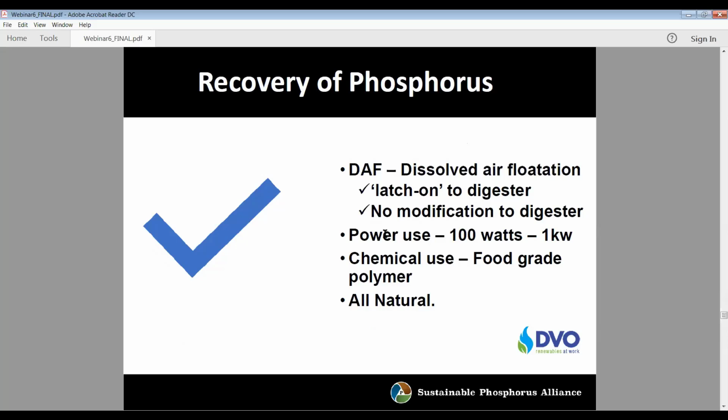technology. Its power use ranges from 100 watts to a kilowatt, and its chemical use is, as detailed, a food-grade polymer. The all-natural, yes, it is a food-grade polymer. It is not at this point deemed quote-unquote organic due to the polymer use in this system.